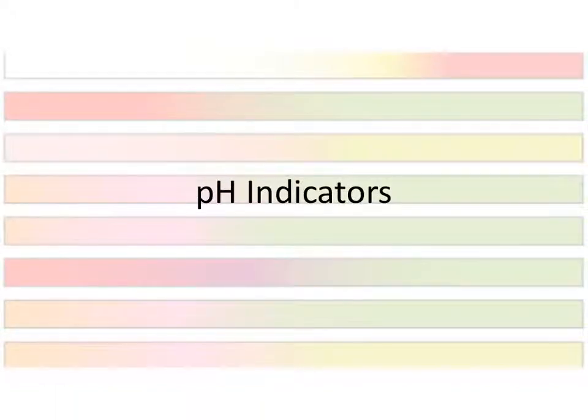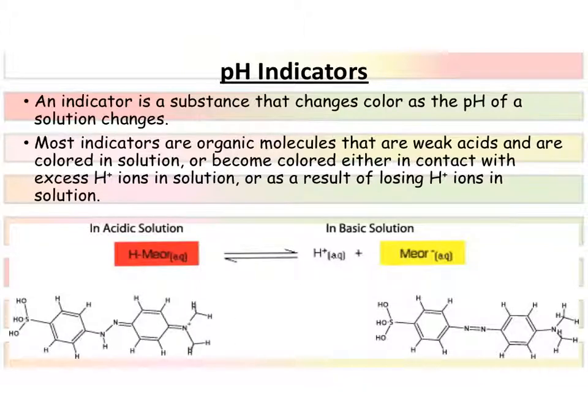All right, in this podcast, we're going to talk about pH indicators. So basically, an indicator is a substance that changes color as the pH of a solution changes. Most indicators are going to be organic molecules that are weak acids, so they're actually acids themselves, and they're colored in solution, or they become colored when they're in contact with excess H+ ions.